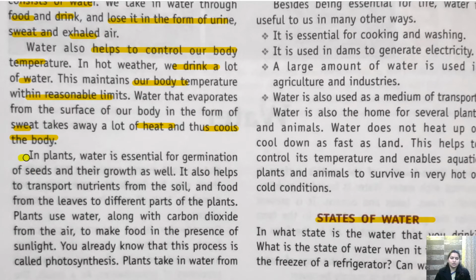And water is also essential for plants. So water is essential for germination of seeds and their growth as well. It also helps in the transport of nutrient from the soil. Getting it? कैसे? If this is a plant, ये plant है.